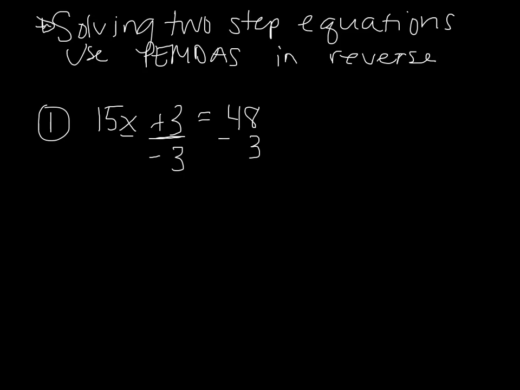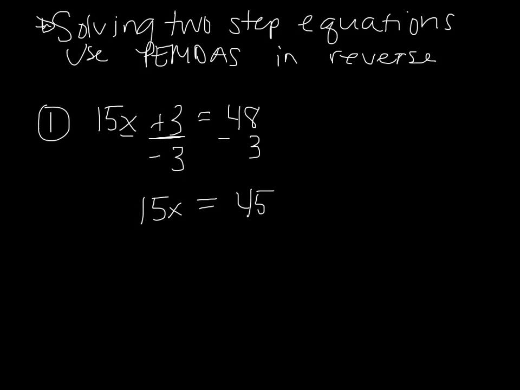We want to get rid of those guys. Okay, so first I'm going to get rid of whatever I'm adding and subtracting, because those ones don't have a variable. I just get to take them away and they're gone. So 48 minus 3 would be 45, and 3 minus 3 would be 0. So now I'm left with 15x.